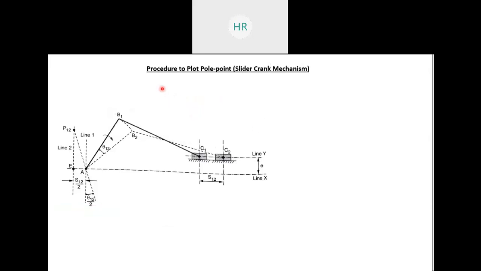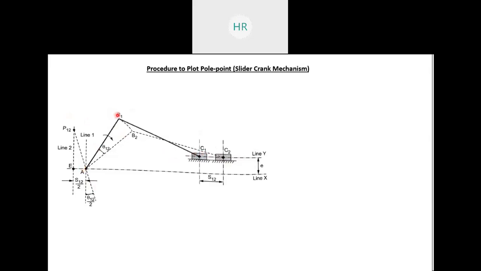Okay, so today we will discuss the procedure to plot the pole point for a slider crank mechanism. We have seen this mechanism many times. This mechanism is primarily used in engines. हमारे जो कार और बाइक के इंजन आते हैं उसमें ये mechanism काफी ज़्यादा यूज होते हैं. Okay, slider and crank mechanism. The slider you can assume as piston, and this crank as crankshaft.